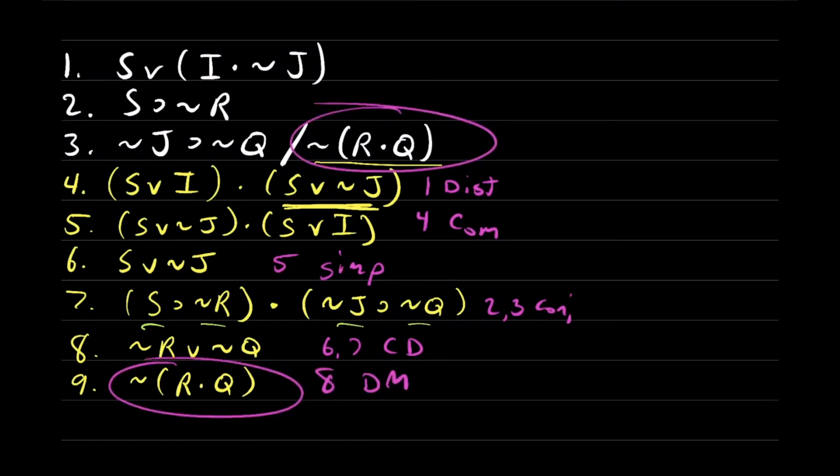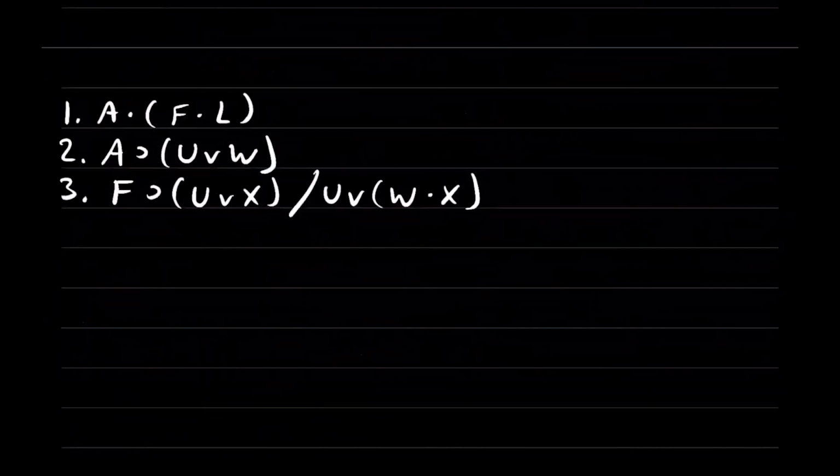This one shouldn't have been too bad. I think the key here is recognizing that you need to do this constructive dilemma step on line 8. If you didn't see that, it would be very difficult, or impossible, to work your way through this proof. Okay, next argument.